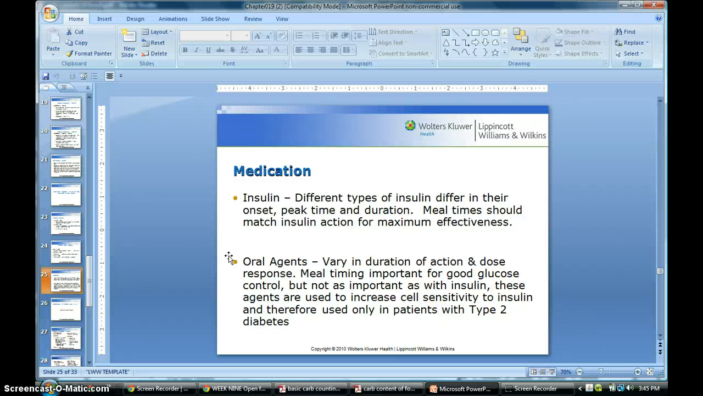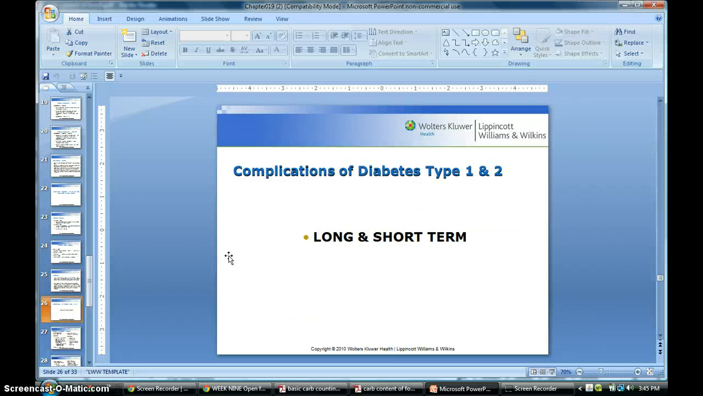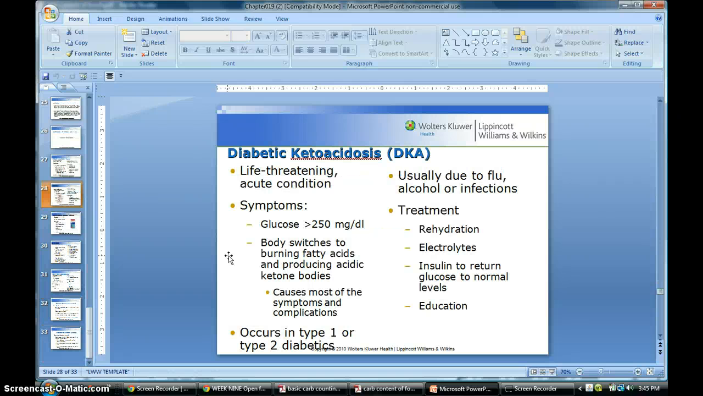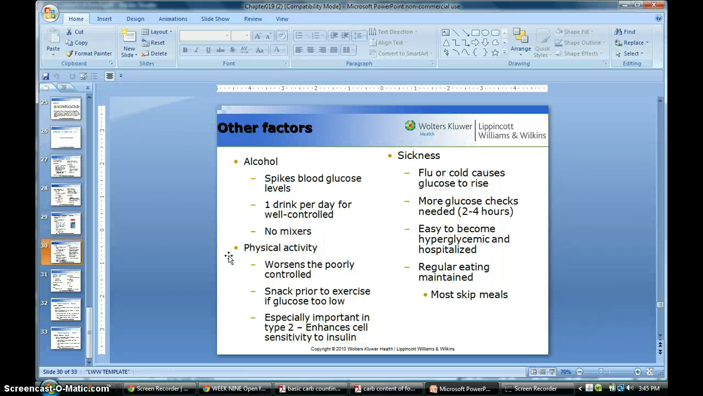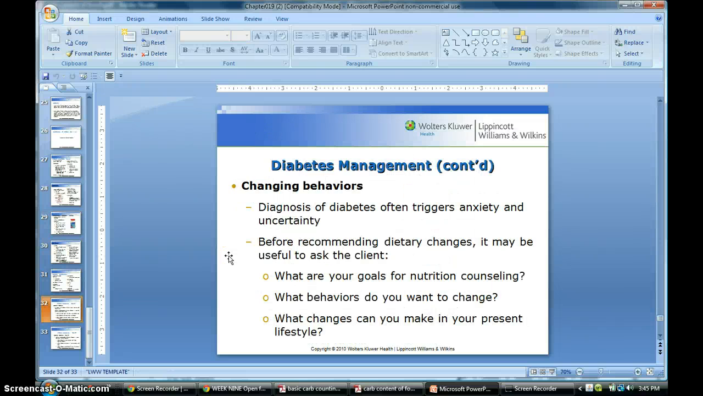Medication, you guys are going to be getting that in a separate class, so I don't really focus on it too much in this class, if at all, because you're going to be getting medications, oral and insulin, in a special class for that as a nurse. Complications, here's some treatment options for hypo and hyperglycemia, and then just some other factors that you should know.